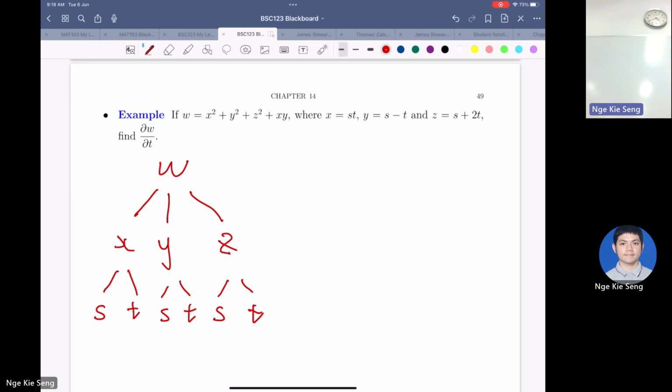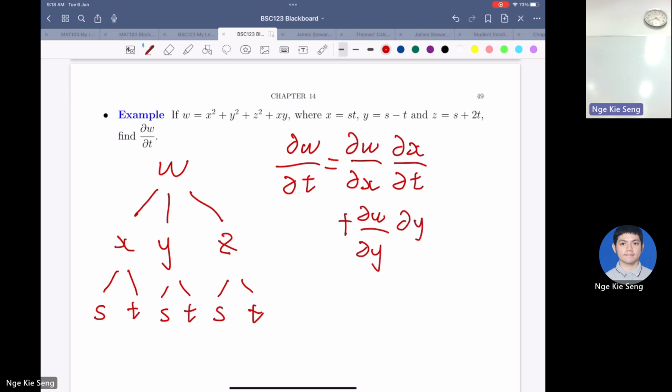The question asks you to find del w over del t. So how many paths to go from w to t? Three. In this case, you have w, x, t; w, y, t; w, z, t. The method is still the same. When you go down the path, you multiply the partial derivatives together, and then you have three separate paths. You need to add the three products together. So all together, what do we have? We have del w over del x times del x over del t, plus del w over del y times del y over del t, plus del w over del z times del z over del t.